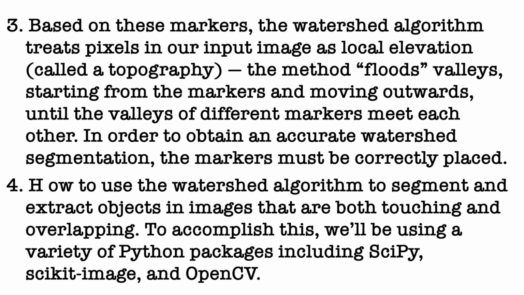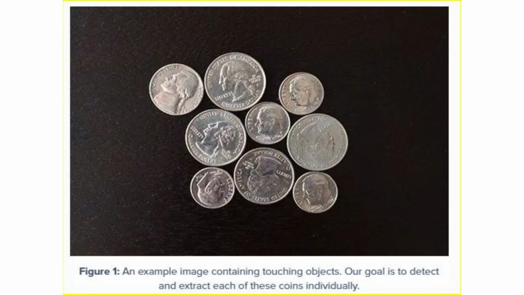To accomplish this, we will use a variety of Python packages including SciPy, scikit-image and OpenCV. These are all the Python packages we can use for image segmentation with the watershed algorithm. Here in this image we can see all the coins are touching each other. So we are going to process this image with the watershed image segmentation algorithm.